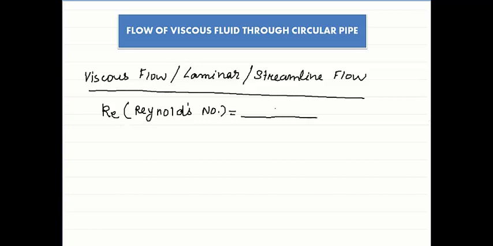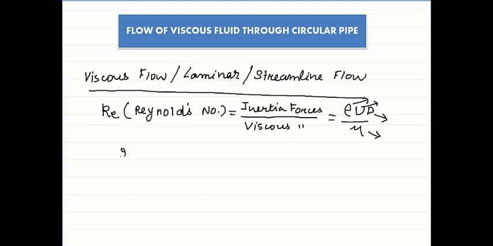So what is Reynolds number? We know it is the ratio of the inertia forces to the viscous forces, and the formula is given by rho u d upon mu, where rho is the density of the fluid, u is the velocity, d is the diameter of the pipe, and mu is the dynamic viscosity.